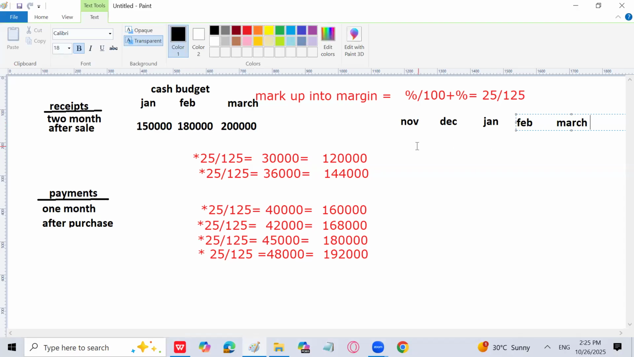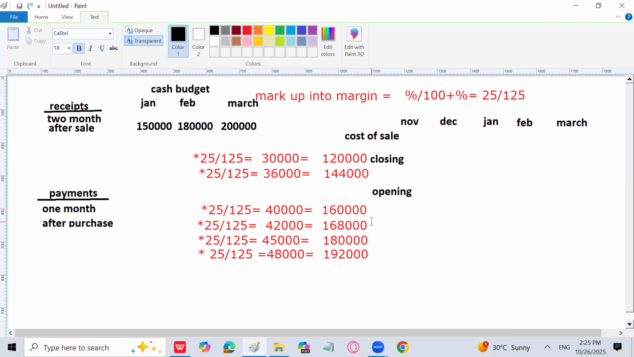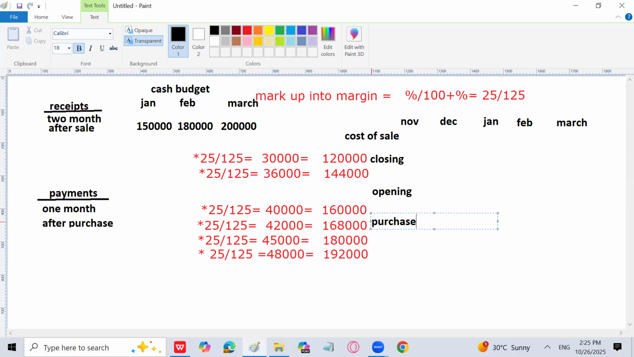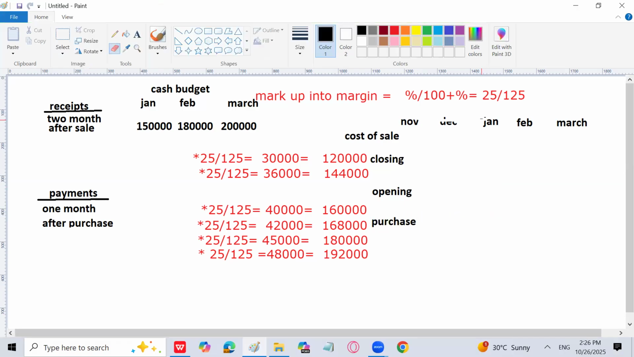Why should I take any risk? So I will write here cost of sales. And you know that in cost of sales, I will add closing inventory. So closing inventory is going to be added here. And opening inventory is going to be subtracted. And I will find the amount of purchases through that way. The problem is this, that we don't have units in the question. We have amount of sales in the question.